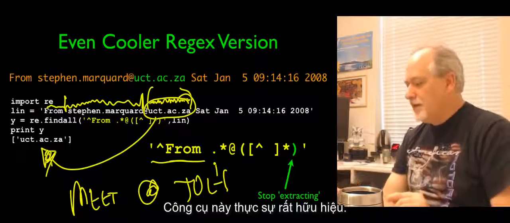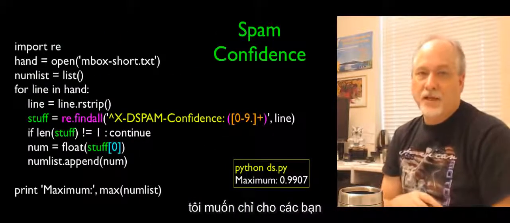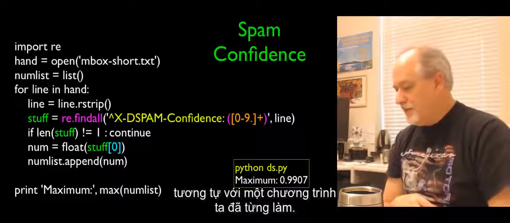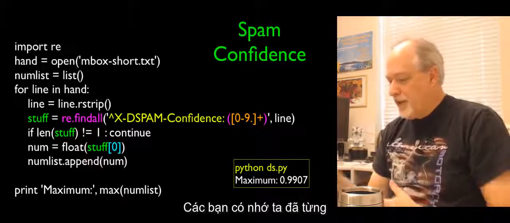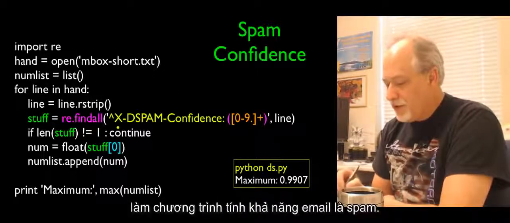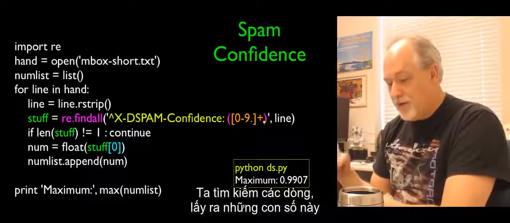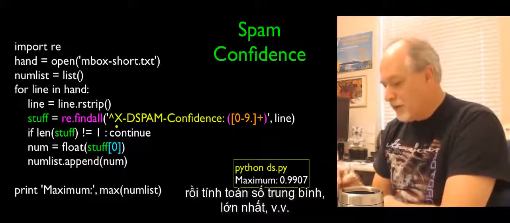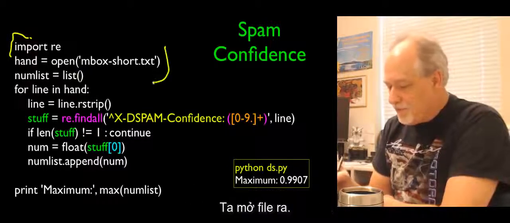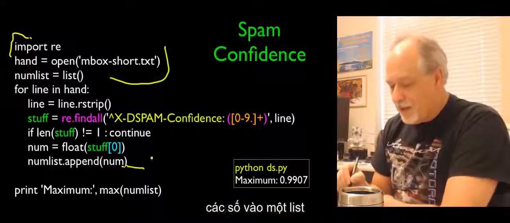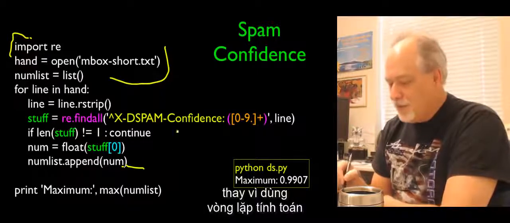They're very, very powerful. So the last thing that I will show you is a program kind of like one of the programs that we did in a previous section, except now we're going to use regular expressions to do it. If you remember, we were doing spam confidence, looking for lines and pulling this number out and then calculating either the average or the maximum or whatever. Here, we import the regular expression library, we open the file, and we'll put the numbers in a list by appending, rather than doing the calculation in a loop.